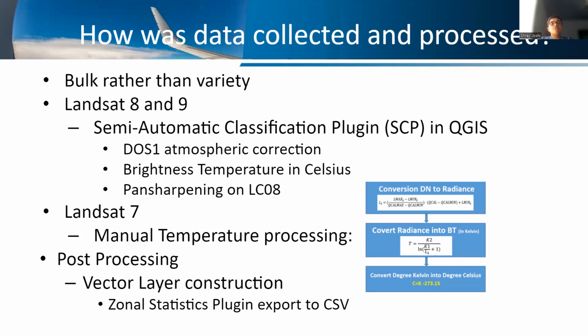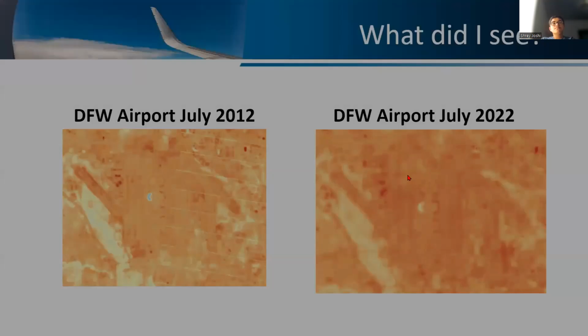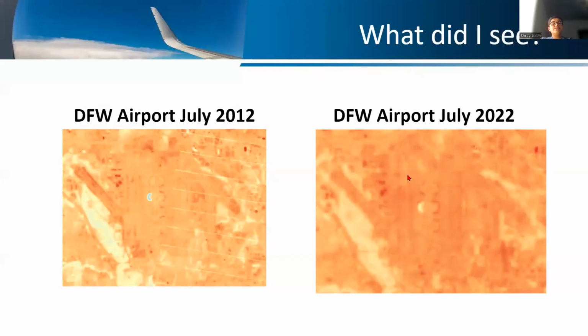For post-processing, a vector layer for the study area was created with the shapefile for all satellite imagery, and the zonal statistics plugin in QGIS was used to determine the mean of LST, land surface temperature, and this data was exported to CSV spreadsheets. Here you can see the DFW airport from July 2012 to July 2022. The airport is significantly darker than its surrounding areas, signifying a higher temperature. The lighter area signifies a special terminal that has a metal roof, which allows sunlight to be reflected, giving a lower temperature.